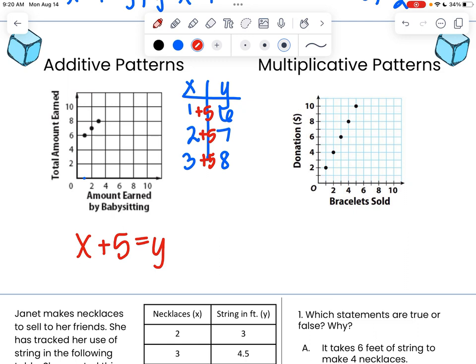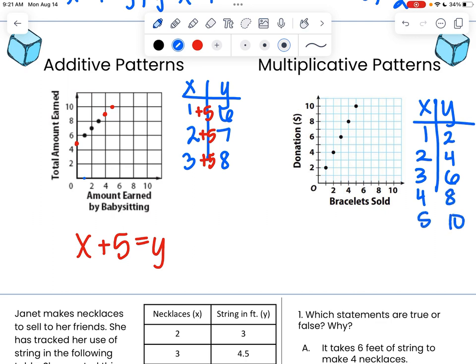And notice I can still continue that point down backwards or forwards. I can continue the pattern. For multiplicative patterns, again, I can take those coordinates and pull them off into a table. My first point is 1, 2, then 2, 4, 3, 6, 4, 8, and 5, 10.